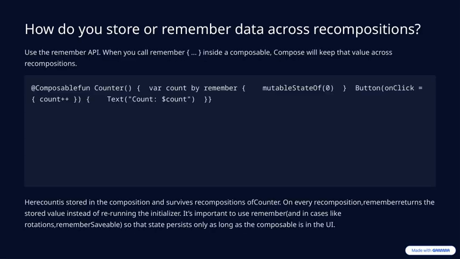So, how do you store or remember data across recompositions? Well, the key is to use the remember API. When you call remember inside a composable, Compose will keep that value around even when the composable recomposes. For example, in our Counter composable, we declare a count variable that uses remember with mutableStateOf. That way, the count value is stored in the composition itself and survives any recompositions of Counter. Every time the composable recomposes, remember returns the stored value instead of rerunning the initializer. This means the count value persists as long as the composable is in the UI.